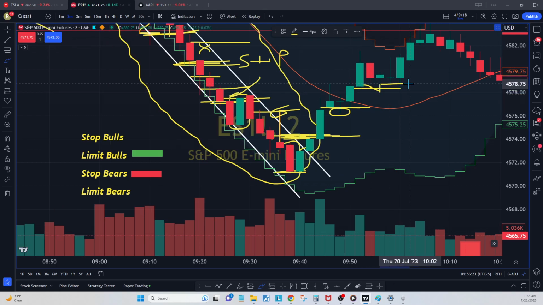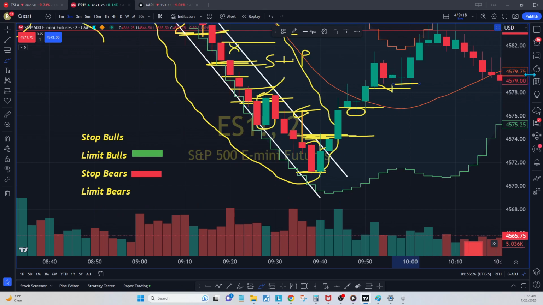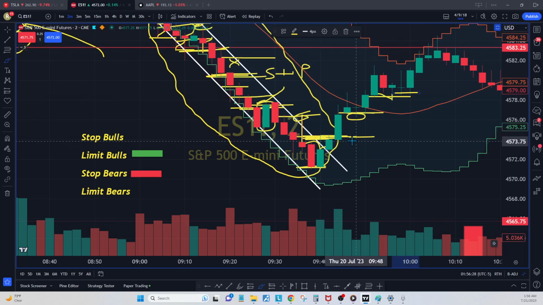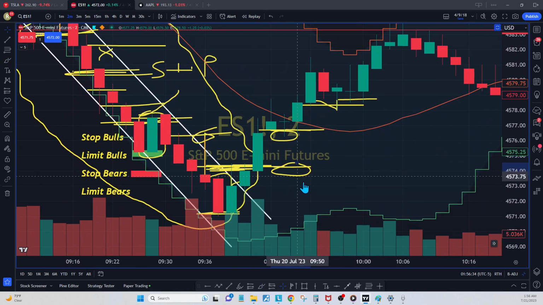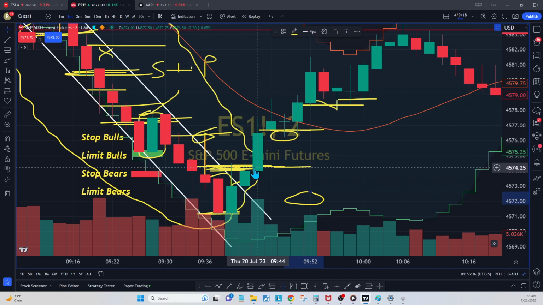If you place your order below this one, you made money here. But what's interesting about this is now stop bears start to make money also in this trend. They only do it once, it looks like, once here. You bought the top of this on a stop, you made money. You bought the top of this on a stop, yeah, you still made money.